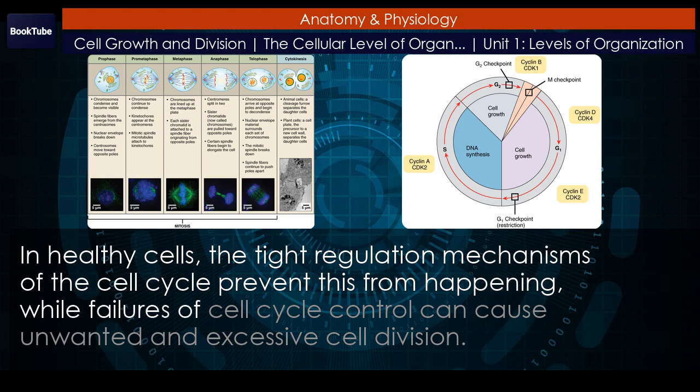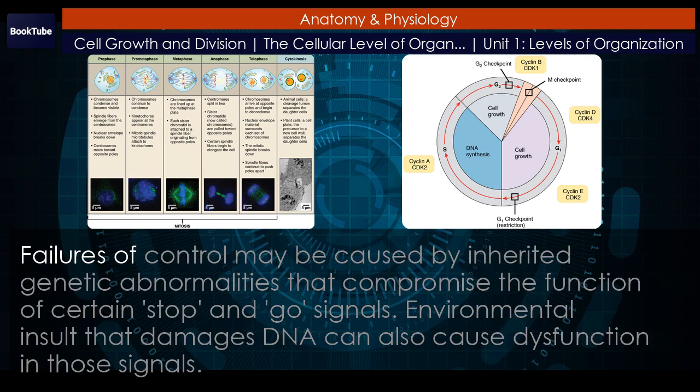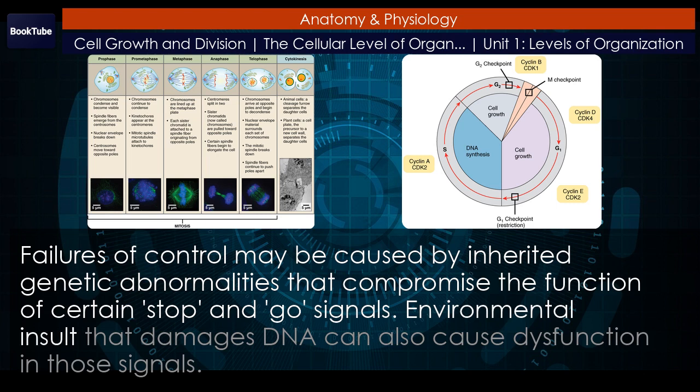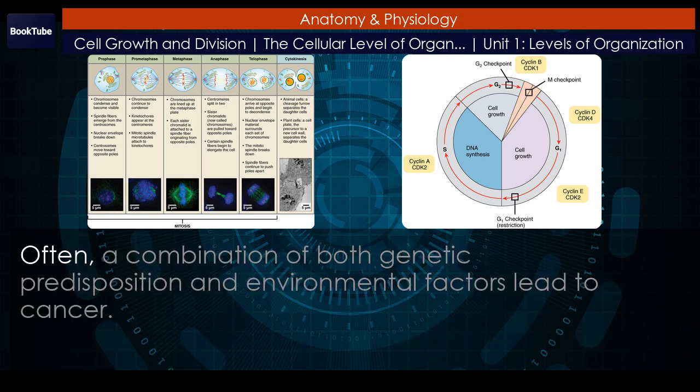While failures of cell cycle control can cause unwanted and excessive cell division, failures of control may be caused by inherited genetic abnormalities that compromise the function of certain stop and go signals. Environmental insult that damages DNA can also cause dysfunction in those signals. Often, a combination of both genetic predisposition and environmental factors lead to cancer.